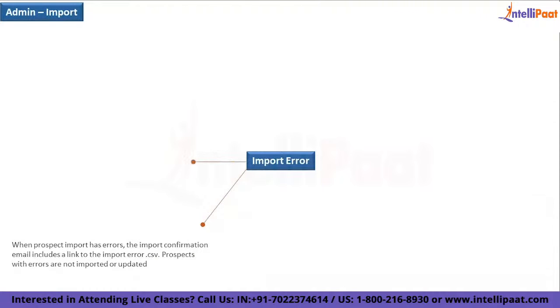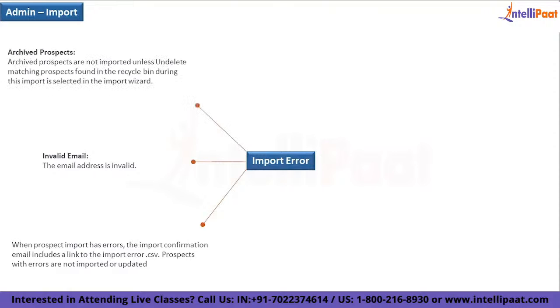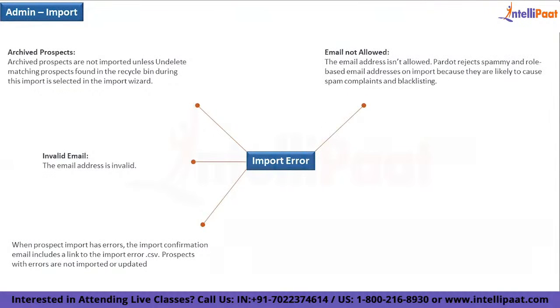So that is what it says. If it is an invalid email address upload, it will show you, okay, this column or this value was not uploaded because it was an invalid email address. It can be an archived prospect, meaning you uploaded a record or a prospect which was present in the recycle bin. It can be an email which is not allowed. The email address isn't allowed. Pardot rejects spammy and role-based email addresses because they look like they could cause spam complaints. So probably group addresses.